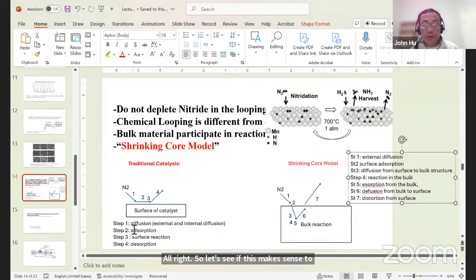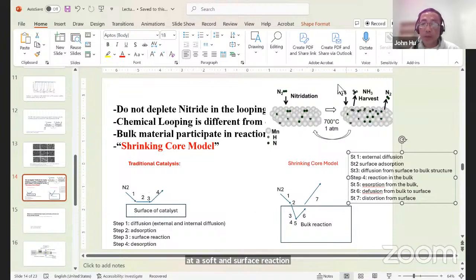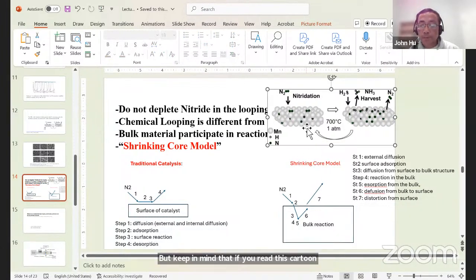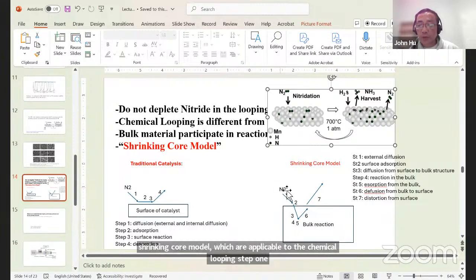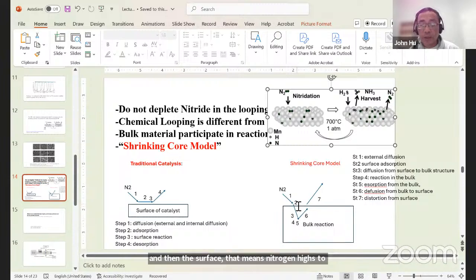Compared to the lab, which is the diffusion from gas phase to surface, adsorption, surface reaction, desorption, because the catalysis only happens on the surface. But keep in mind that if you read this cartoon, the chemical looping happens not on the surface, it actually happens in the bulk. The shrinking core model, which is applicable to chemical looping, step one, also external diffusion, because nitrogen has to come to the surface, and then the surface adsorption. That means the nitrogen has to adsorb on the surface, but that's not finished. And then the nitrogen actually diffuses into the bulk.